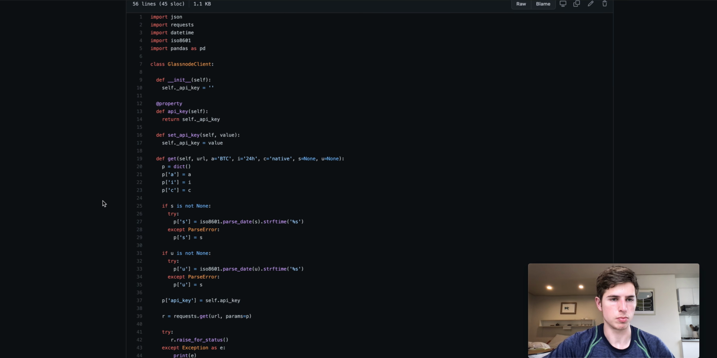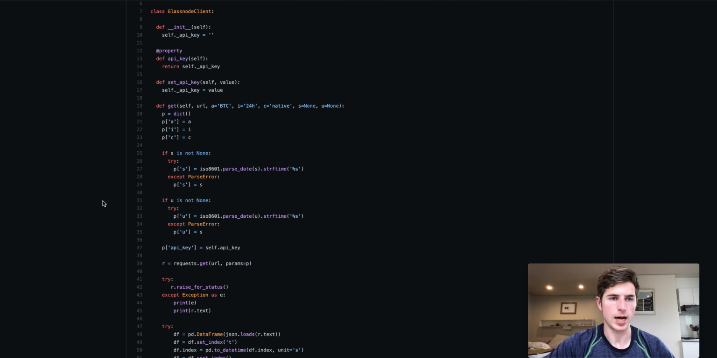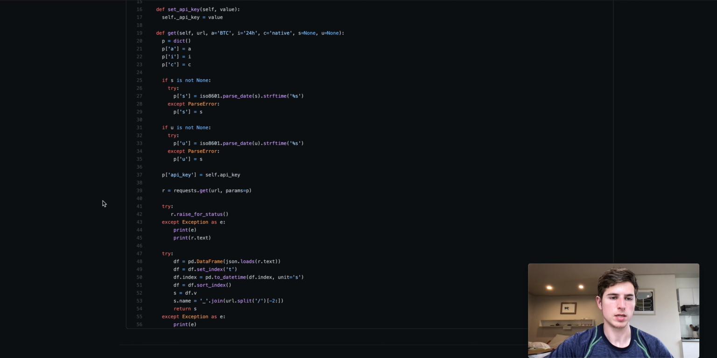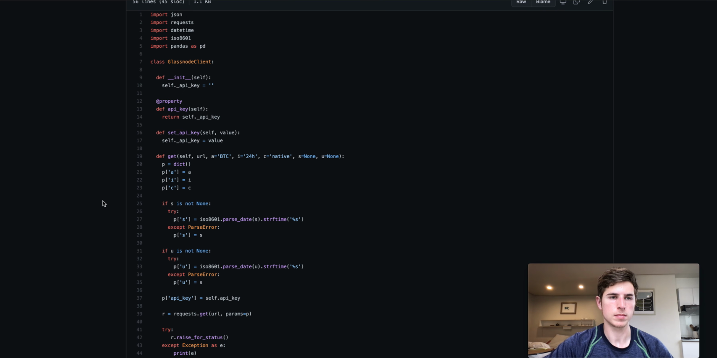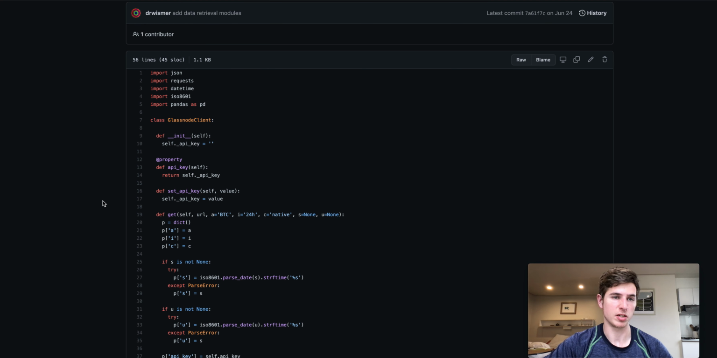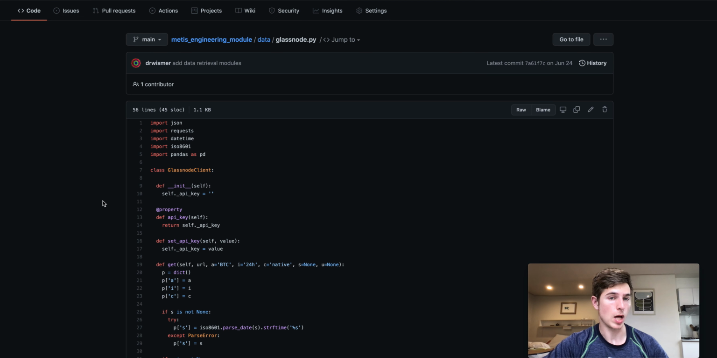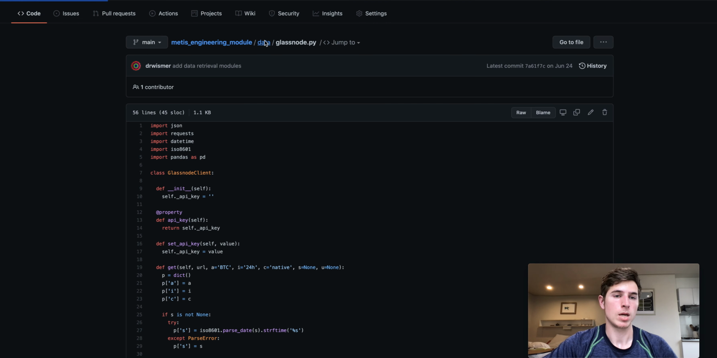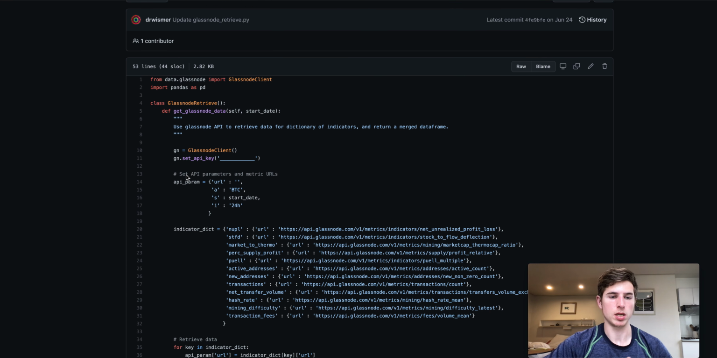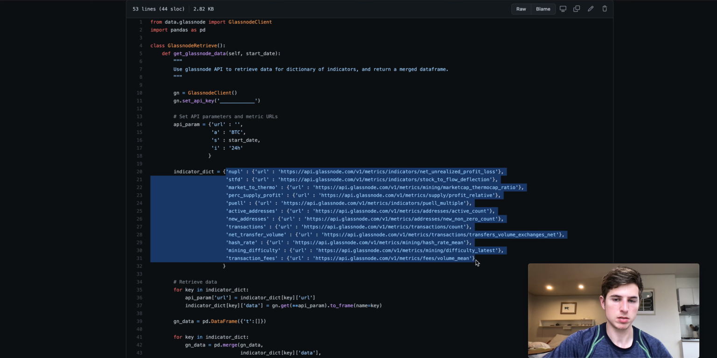module here. This is a pretty simple module using the Glassnode API in order to collect a variety of different on-chain metrics. These are things that are not necessarily related to just the price of Bitcoin, but also to the usage and demand of the blockchain. And this Glassnode retrieve works in concert with this to get all of these different indicators.